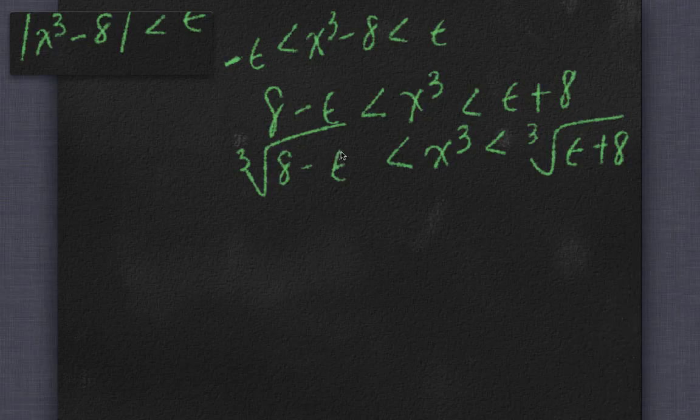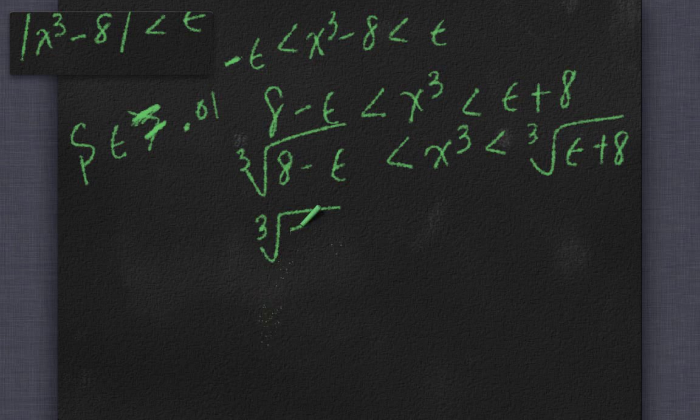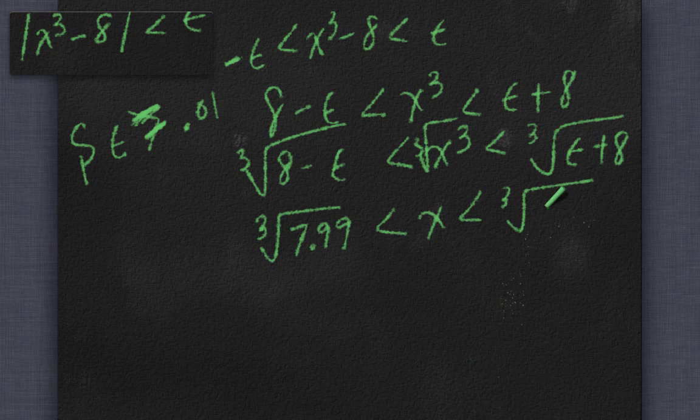Okay, so at this point, without a number being given, we're in a little bit of a mess. We could try to figure out the concavity and stuff, but that's getting ahead of ourselves to future calculus. So at the moment, we probably want to say, suppose epsilon is equal to 0.01. So now we have cube root of 7.99, cube root of 8.01.